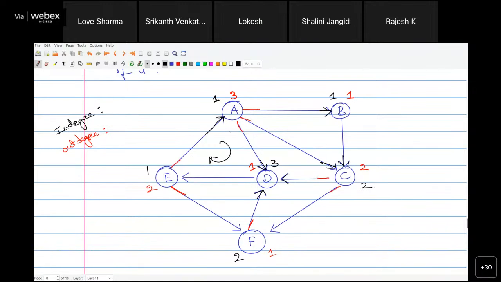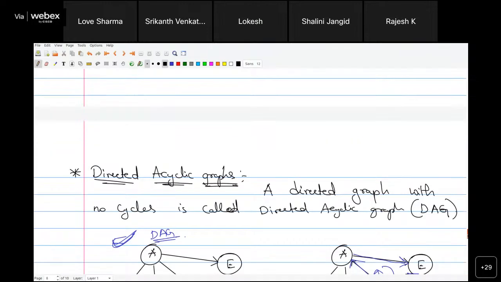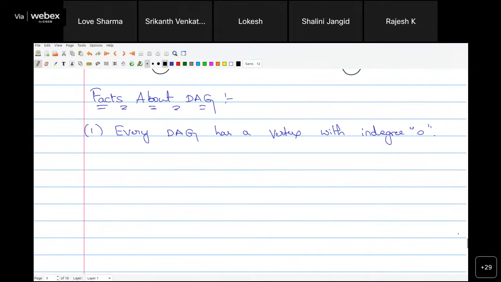So in order to be a DAG, the first property of a DAG is, if that is a DAG, then definitely there will be a vertex which has in degree 0. So this black number, for one particular vertex, it will be 0. So that is a fact, that is a property of a DAG. Okay. So these are the in degrees and out degrees. Remember this, and we will talk more about this in DAGs. So the first fact is, every DAG has a vertex with in degree 0.